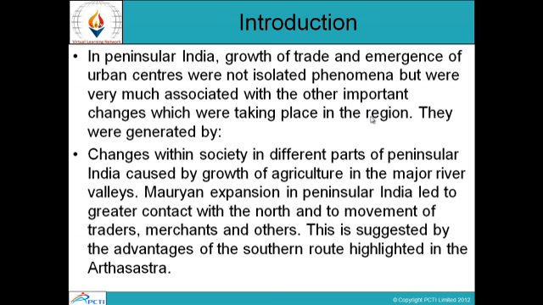So in peninsular India, there was growth of trade and urban centers emerged, and they were not isolated phenomena but were very much associated with the other important changes taking place in the region. Changes within society in different parts of peninsular India also caused the growth of agriculture, and this expansion led to greater contact with the north and the movement of traders and merchants.